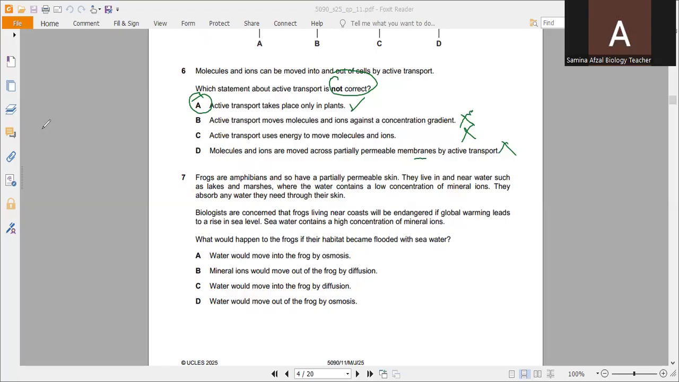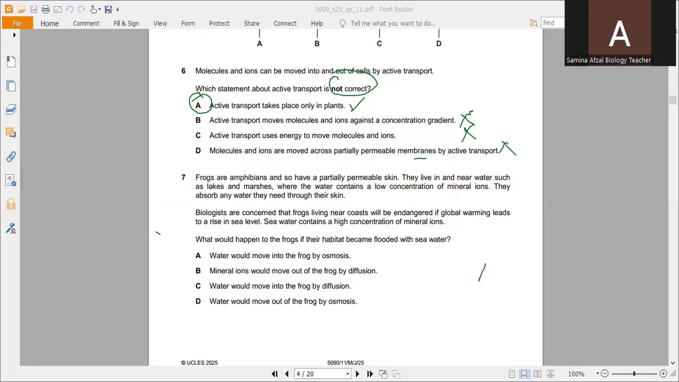Biologists are concerned that frogs living near coasts will be endangered if global warming leads to a rise in sea level. Sea water contains a high concentration of mineral ions. What would happen to the frogs if their habitat became flooded with seawater? Option A: water would move into the frog by osmosis.